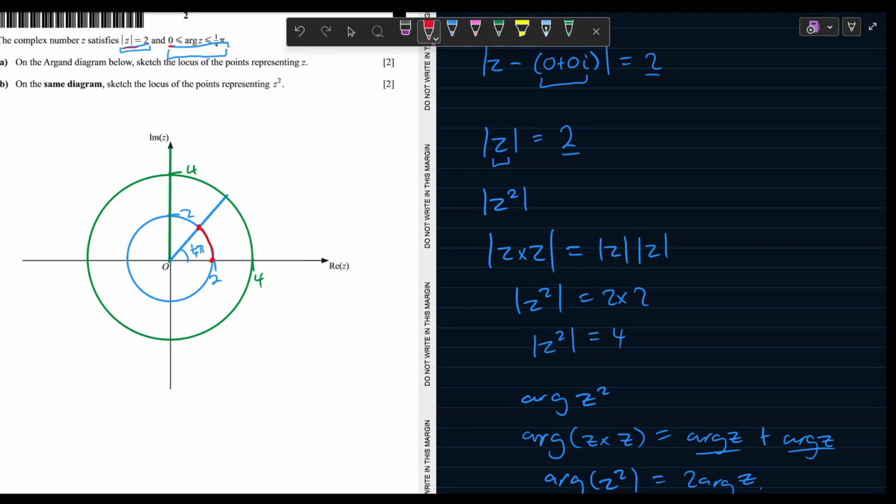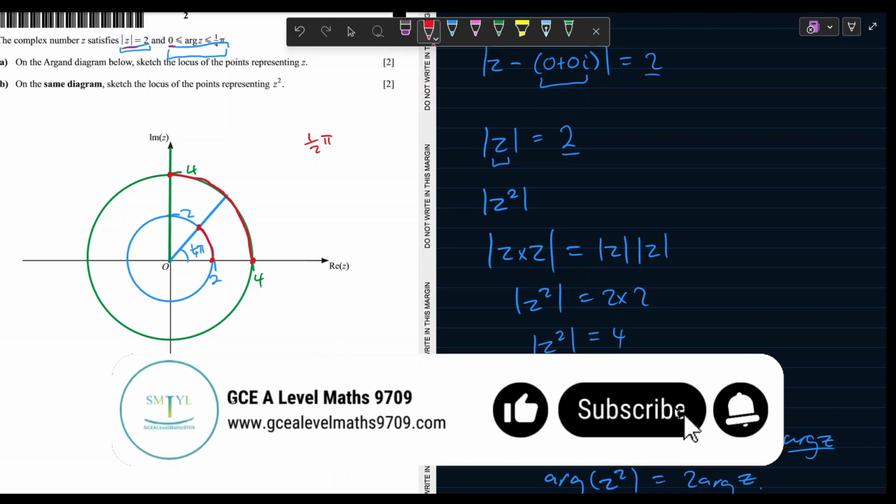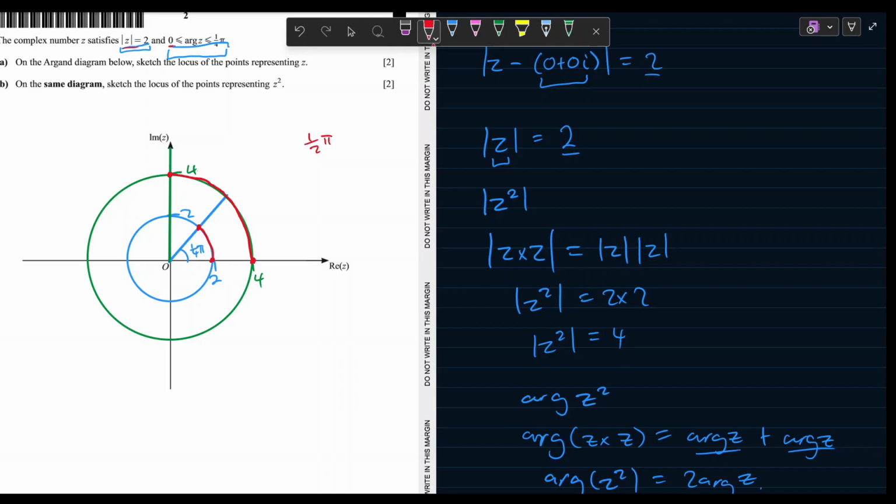So we want points that are on the circumference of the green circle but have an angle below half pi but still above 0. So we want this arc over here. So on the bigger arc, those are the loci for z squared, and on the smaller arc, this one inside, that's the loci for z.